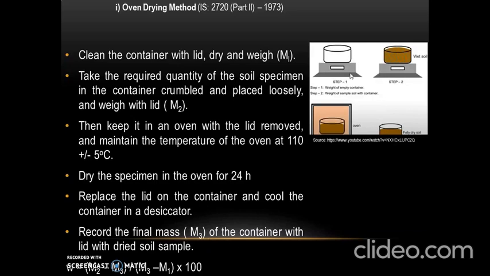So we have noted down M1, that is empty mass, M2, that is mass of the container along with the soil sample, and M3 is the mass of the container along with the dry mass of the soil sample. So water content W can be found out using formula W is equal to M2 minus M3 divided by M3 minus M1 into 100.